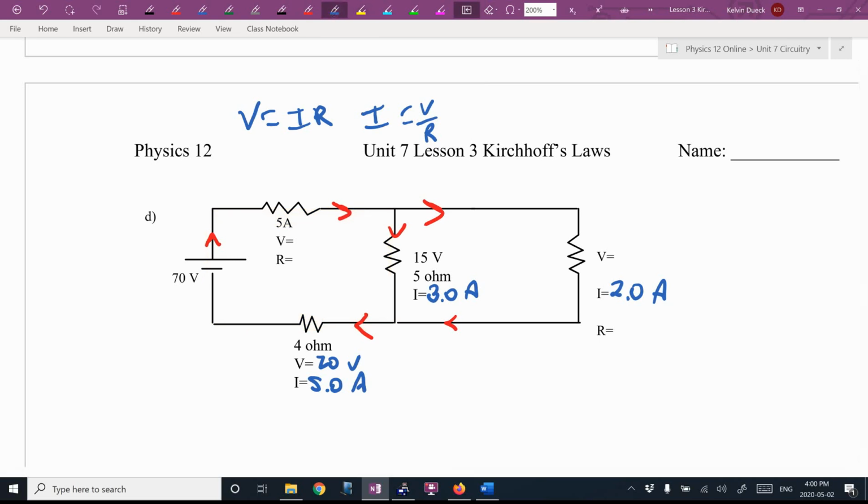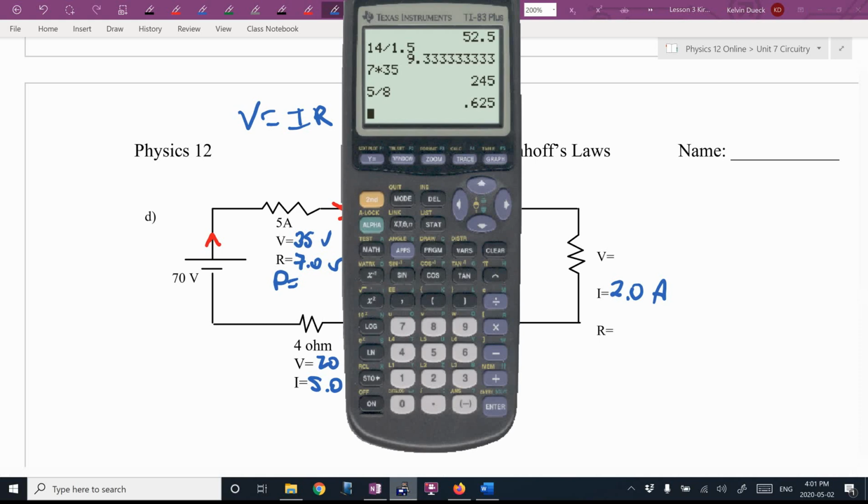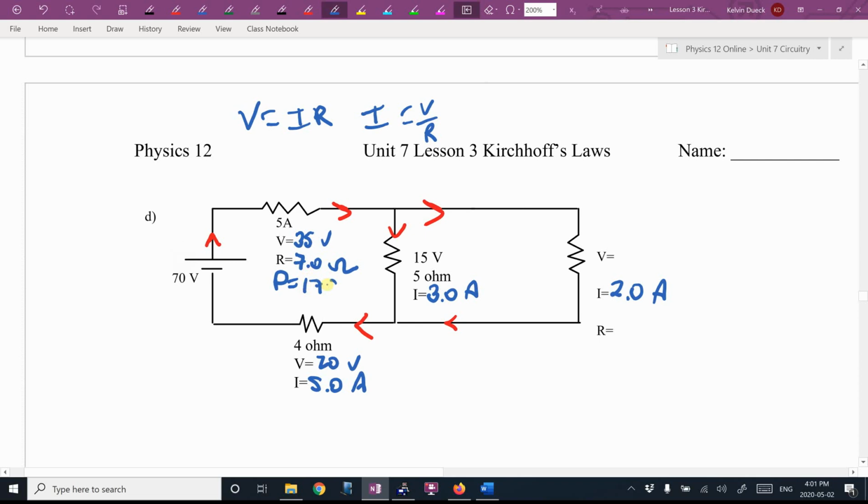You know what? This has to be 35 volts. Knock, knock. I know two things. I know four things. R is going to be V over I, 35 divided by 5, which is 7.0 ohms, and power is V times I. It's going to be 35 times 5, which is 175 watts. Oh, I forgot to do power for this one down here. Power is V times I, 100 watts.